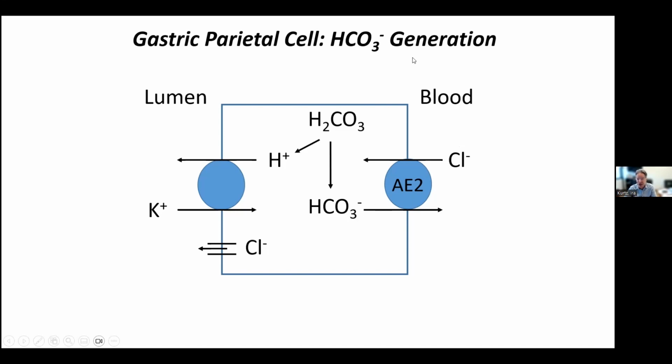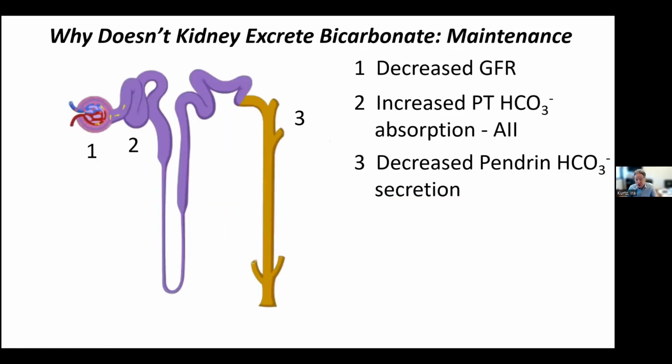So this is the generation phase. This is where the bicarbonate came from in our patient. But it's not sufficient, which is why we now have to talk about the maintenance phase, because the normal kidney would just dump this bicarbonate like it does after you eat. But there are 3 sites in the nephron that are involved here that prevent the bicarbonate from coming out.